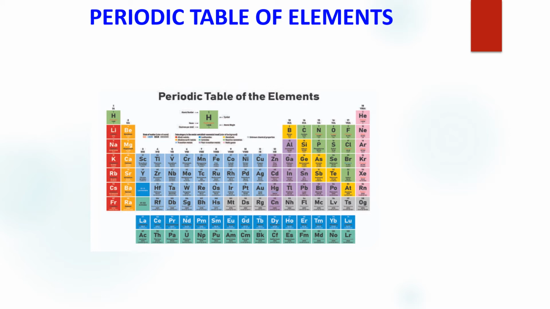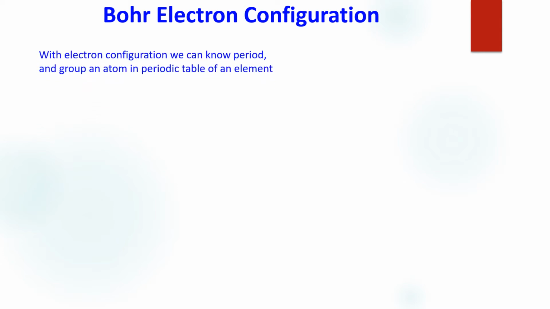This set of atoms is related with electron configuration. Because electron configuration was first proposed by Niels Bohr, it is usually called Bohr's electron configuration. With electron configuration, we can know the period and group of an atom in the periodic table of elements.